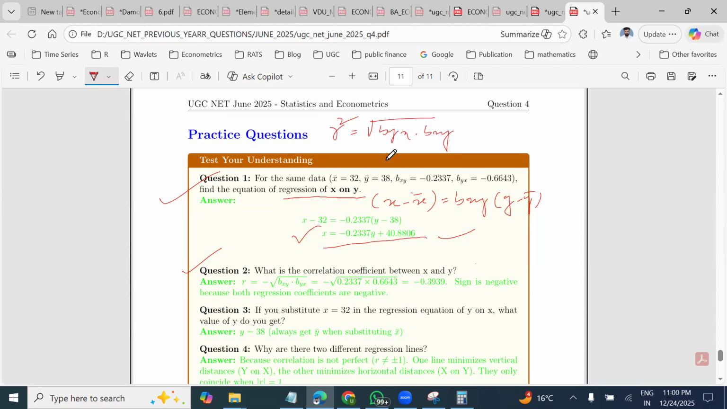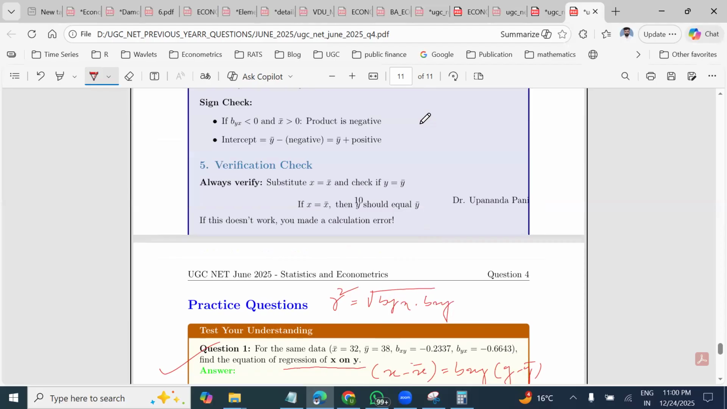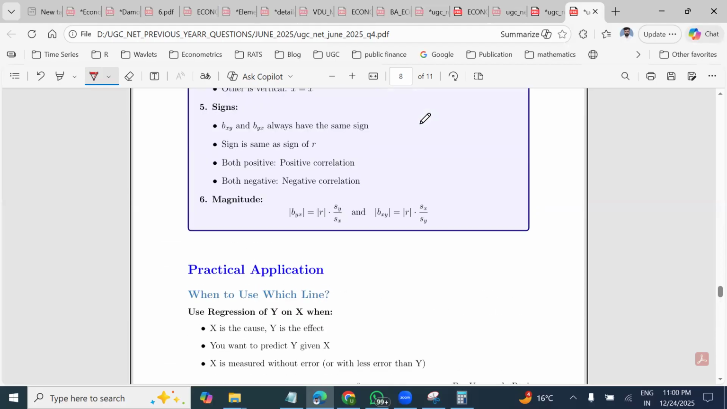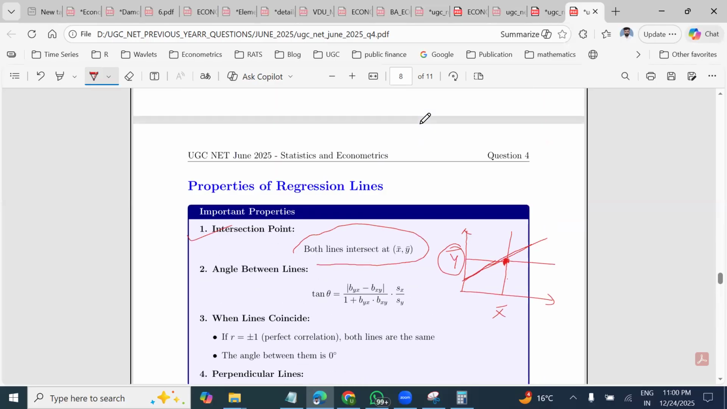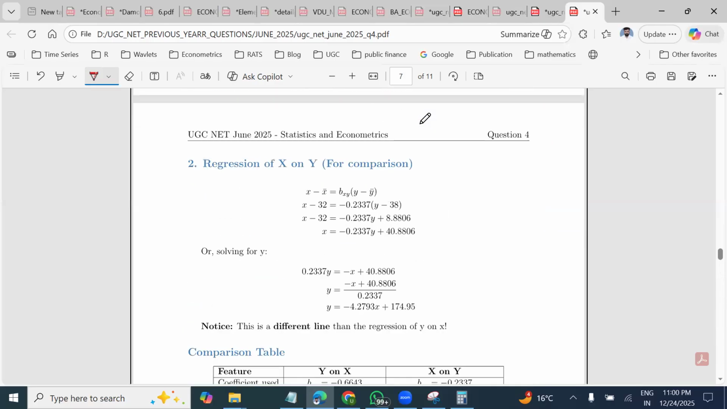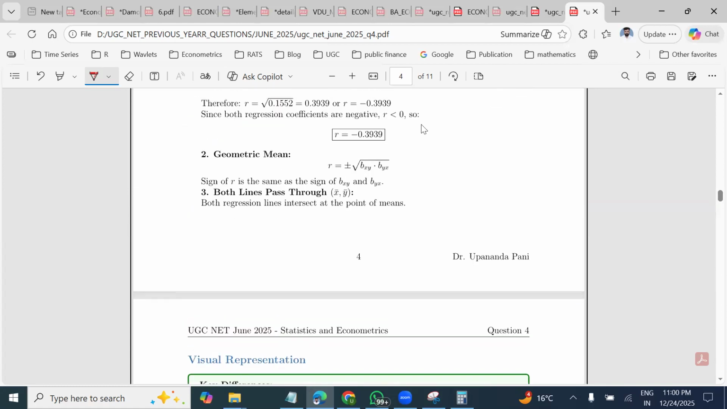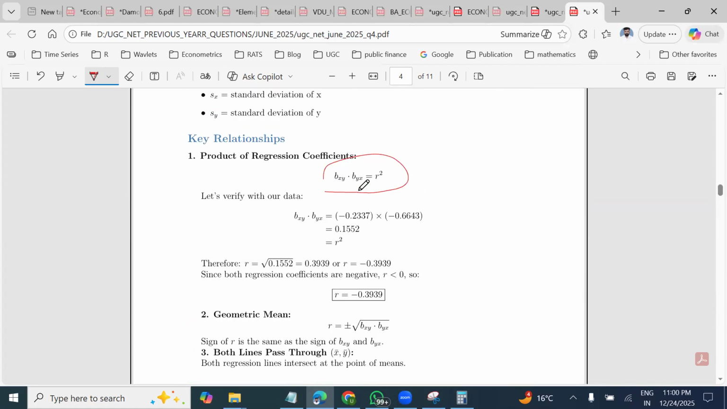So, sir, in correlation coefficient, we do not have r square. We only have r. That is fine. But r square, usually the formula is here. If you remember, I have already given this formula. What is the formula here? If you see, we'll go into detail over here. Can you see? bxy into byx is equal to r square. Are you getting it?